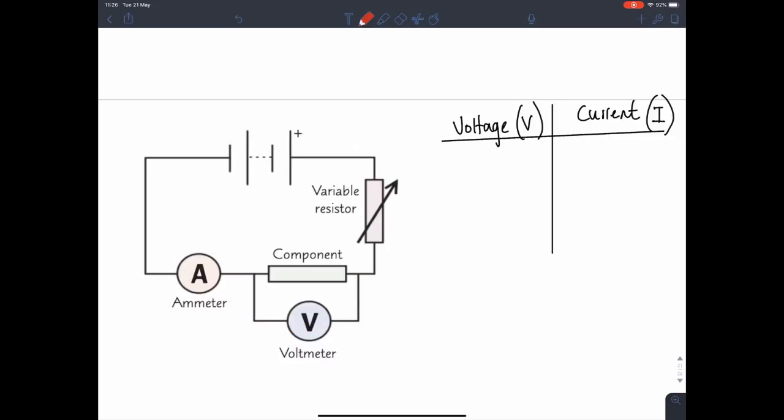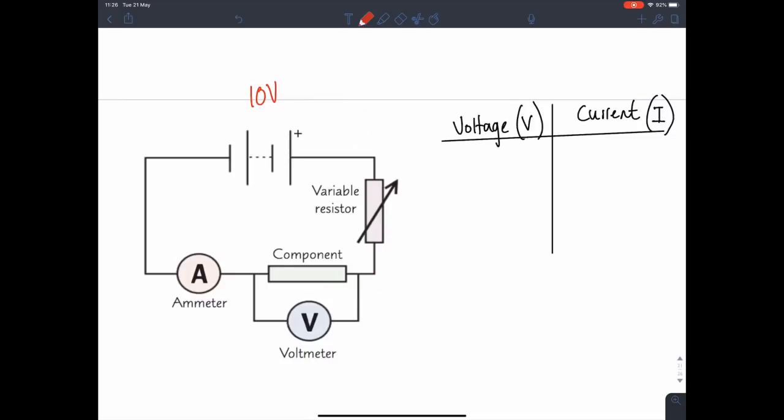Now, remember, the whole point of this experiment is to see how this component, as you give it different amounts of voltage going through it, how much the current will change by. Okay, so now the battery or the cell, in this case it's a battery, will have a set voltage. So for example, let's say here it says 10 volts. That means that this battery or cell can only give 10 volts to the component.